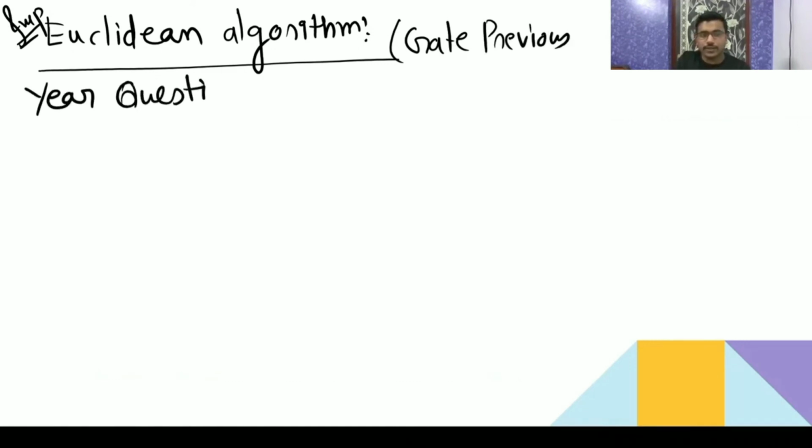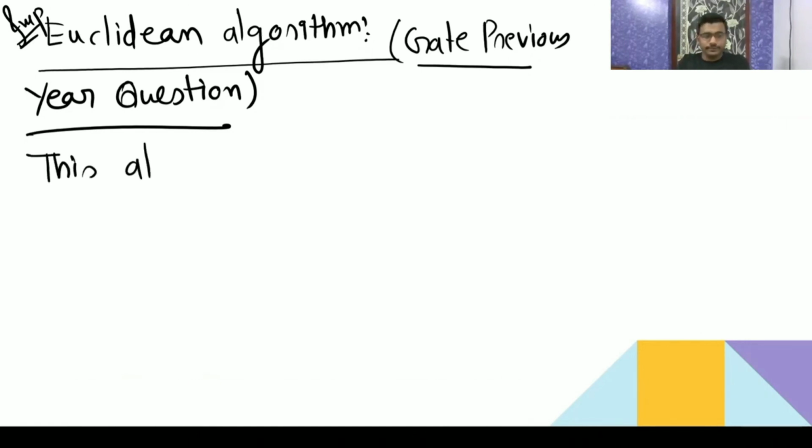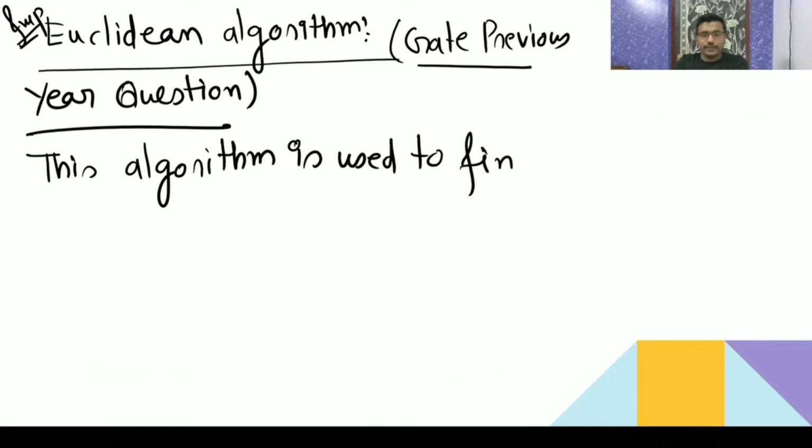So they have given the code and they are just asking what that code is doing. That was the Euclidean algorithm. So what is that algorithm? This algorithm is used to find the GCD of two numbers.